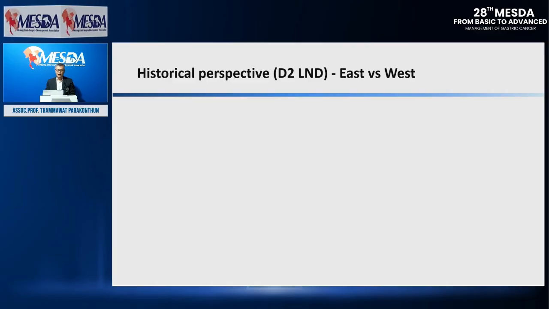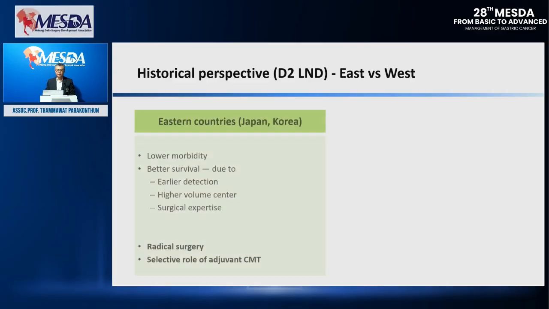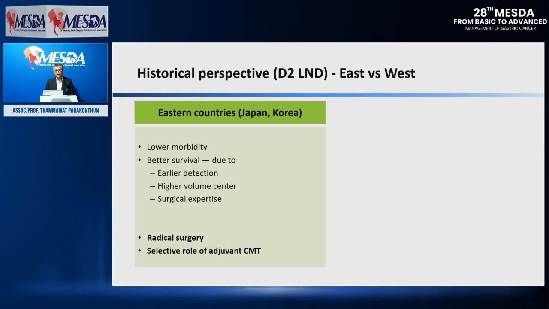In the past, D2 lymphadenectomy was the standard treatment for Japanese and Korean surgeons. They can perform it with fantastic results. It shows very good prognosis with very low morbidity. So we agree with this radical surgery, and after removing all the tumor and lymph nodes, we decide to give the patients adjuvant chemotherapy according to the staging.